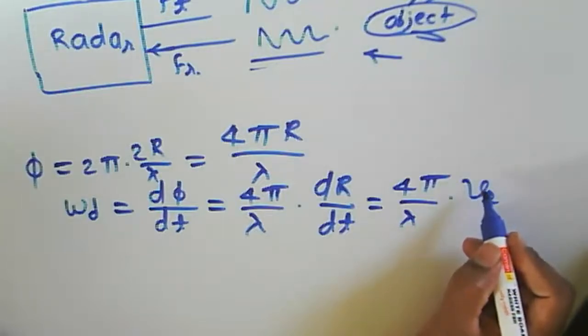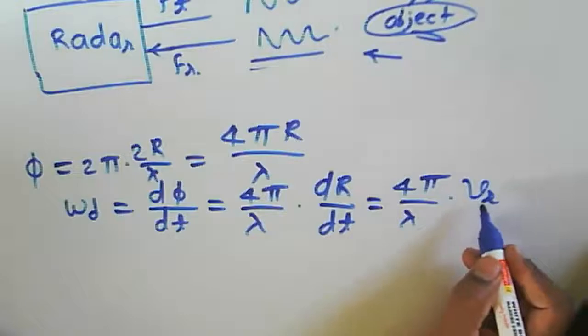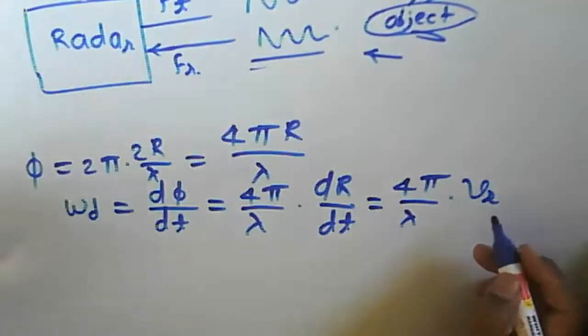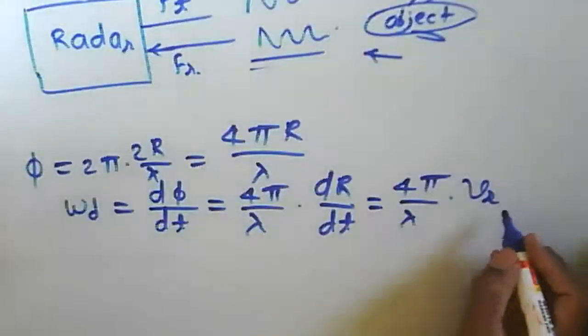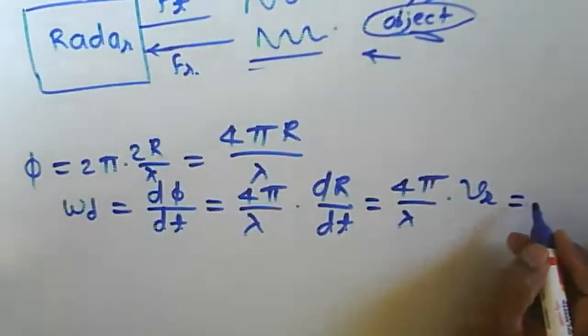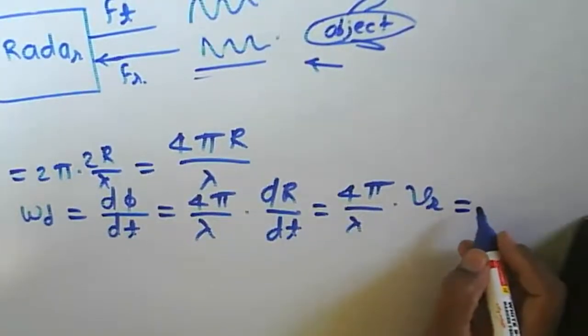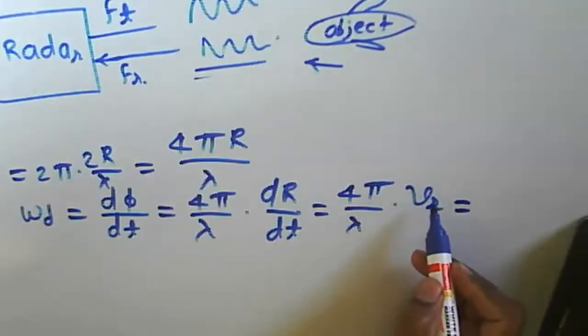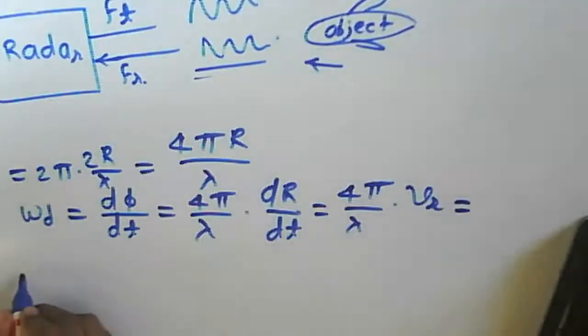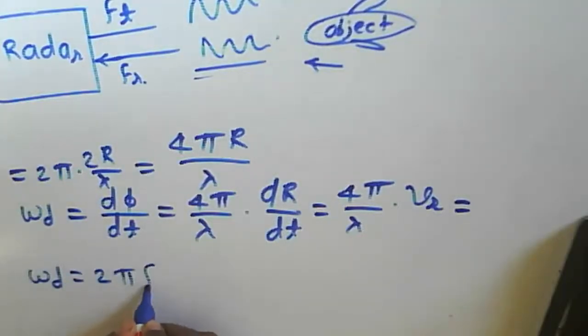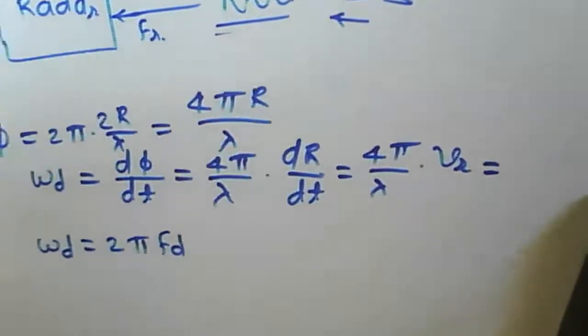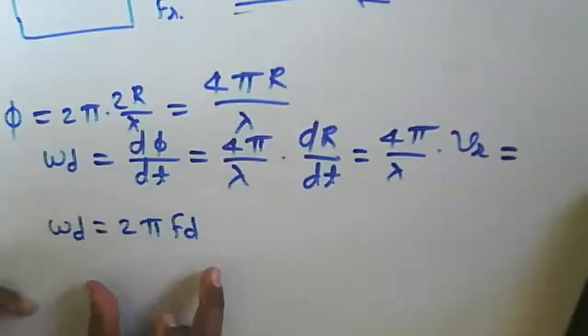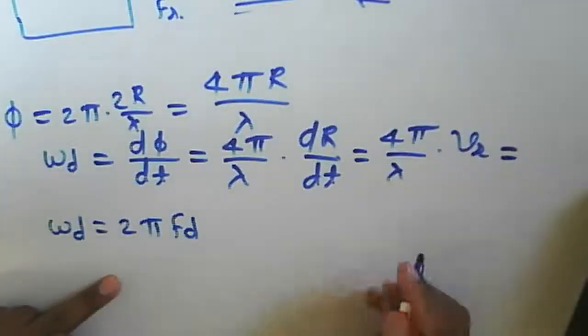And we can define it again with respect to frequency. So what will be the definition in terms of frequency? We can say that it is the Doppler frequency shift, f_d. Generally, what we say is omega_d is equal to 2 pi f.